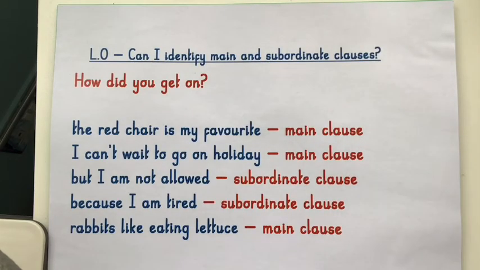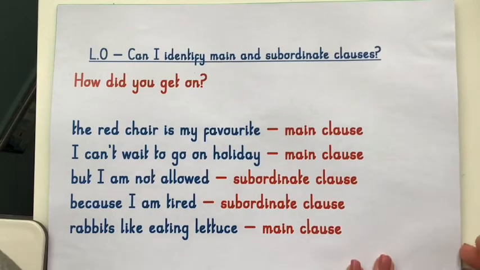So how did you get on? The red chair is my favourite is a main clause because that makes sense on its own. I can't wait to go on holiday is also a main clause because again it makes sense on its own. But I am not allowed is a subordinate clause because we would add that onto a sentence to give it a little bit more information, and it doesn't make sense on its own. Because I am tired is again a subordinate clause because it would give extra information to a main clause. Rabbits like eating lettuce, that would make sense on its own, so that's a main clause. Okay, so hopefully you got those.